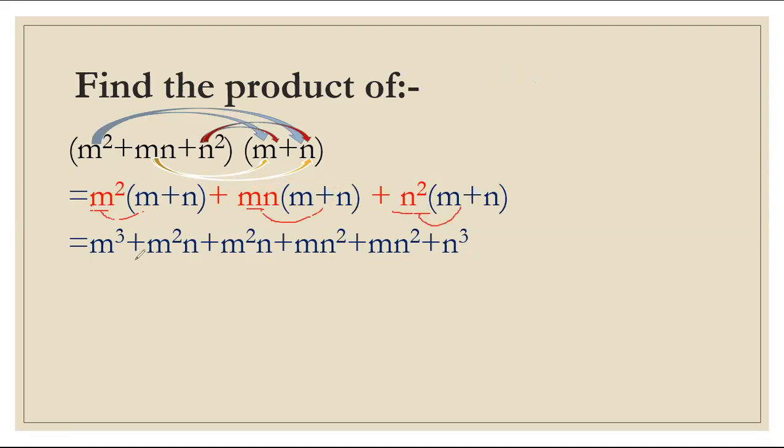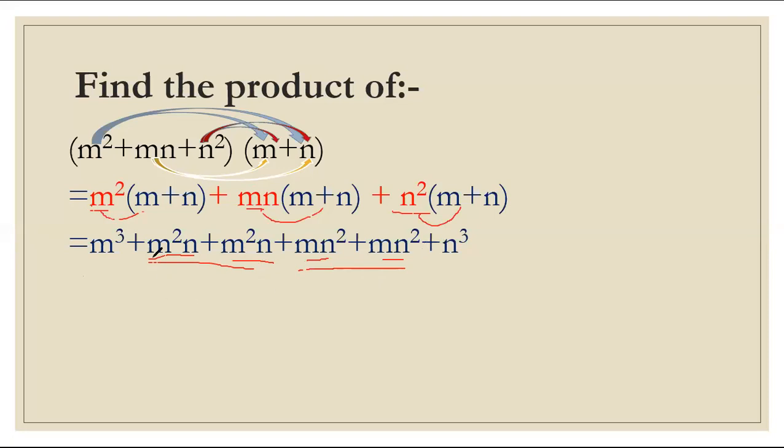Now students, we have to do addition here. Here students, m square n is there and m square n is there. Here the variables with the powers are the same, so we can add these two terms. And mn square, mn square. These two terms are the same, having the same powers, so we can add these two terms only. Okay? We cannot add n cube and n cube.